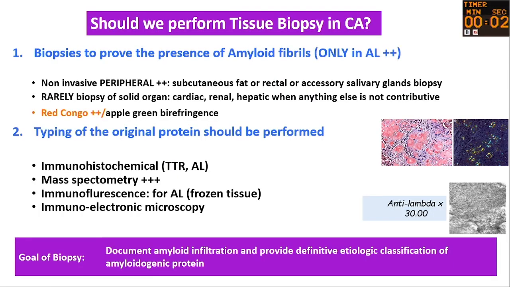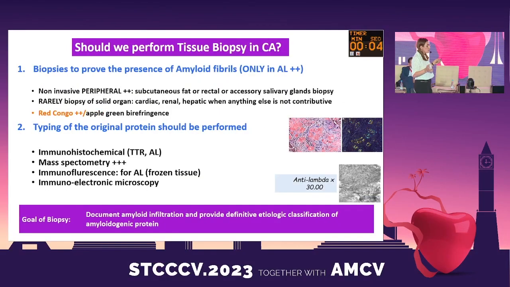When should you perform tissue biopsy in cardiac amyloidosis? You have to do biopsy to prove the presence of light chain amyloidosis, only in light chain. You don't have to do it for TTR because you cannot give chemotherapy for this patient. You don't have to do cardiac or renal biopsy. You can do subcutaneous fat, rectal, accessory salivary gland, whatever your center is good at. And the typing of the original protein should be performed by mass spectrometry, because you cannot treat ATTR as light chain and vice versa.